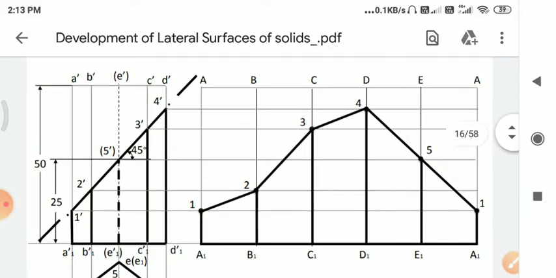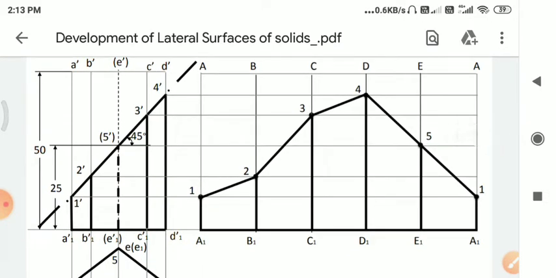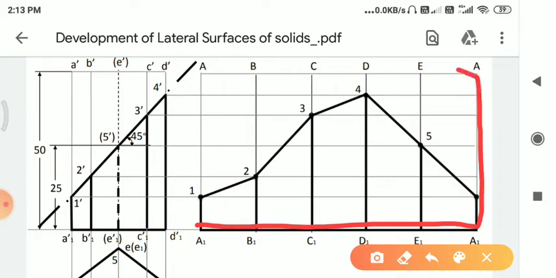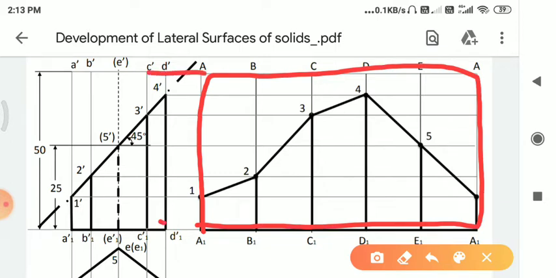Next part comes here. You know that the basic development of a prism is a rectangle. First of all, on the same XY line, from here you draw one rectangle. What size rectangle? What is the height? The height of 50 you carry as it is. How much length do you have to maintain here?